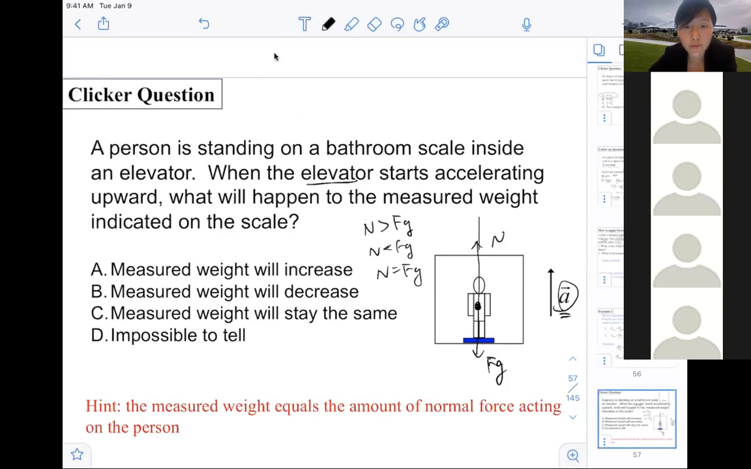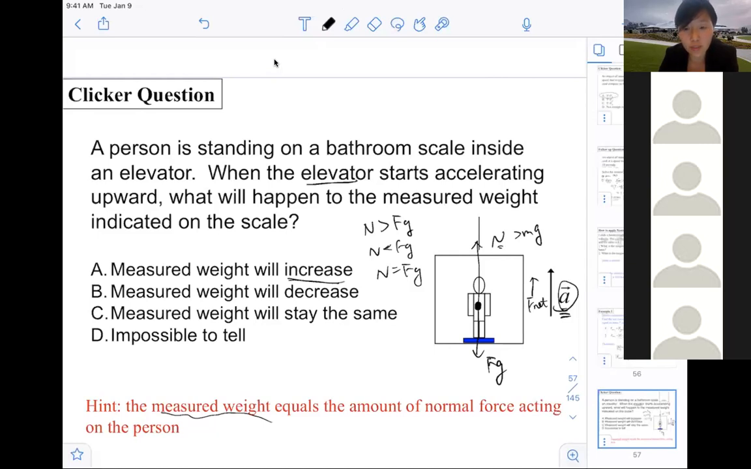It's going to be bigger. Yeah, normal force has to be bigger than mg, right? So that the net force will be upward so that you can have an upward acceleration, right? So we know that normal force is bigger, which means that the measured weight will increase from what you had measured before, okay?